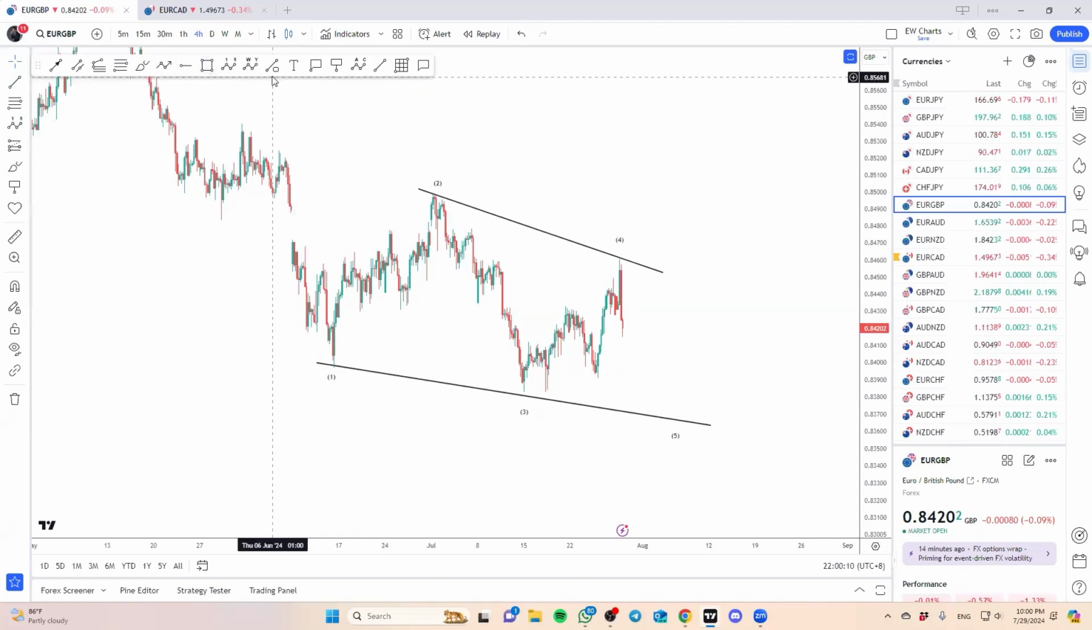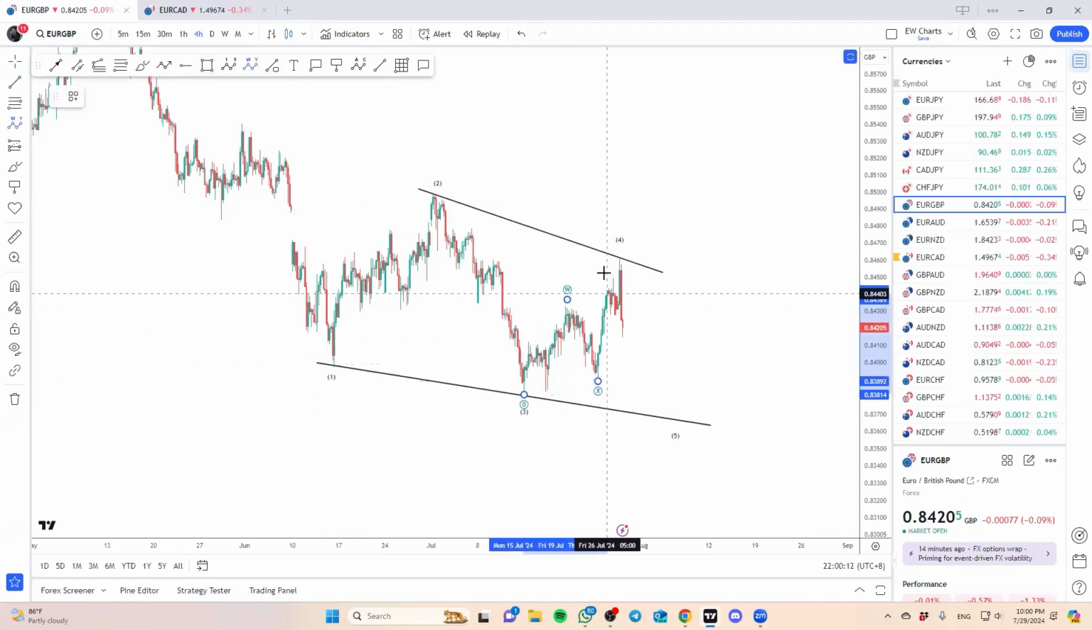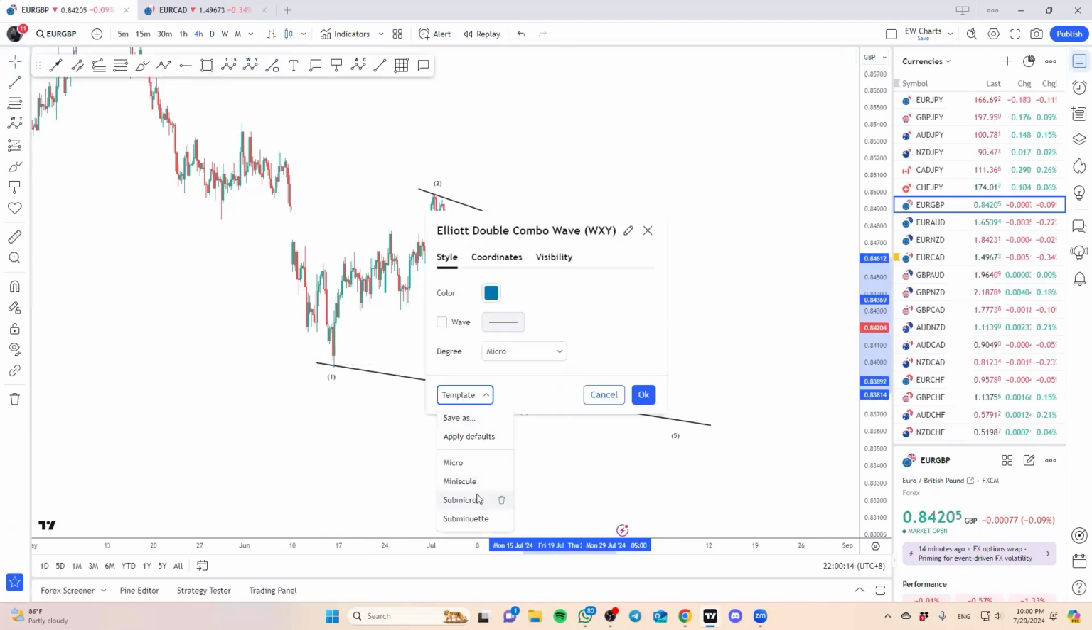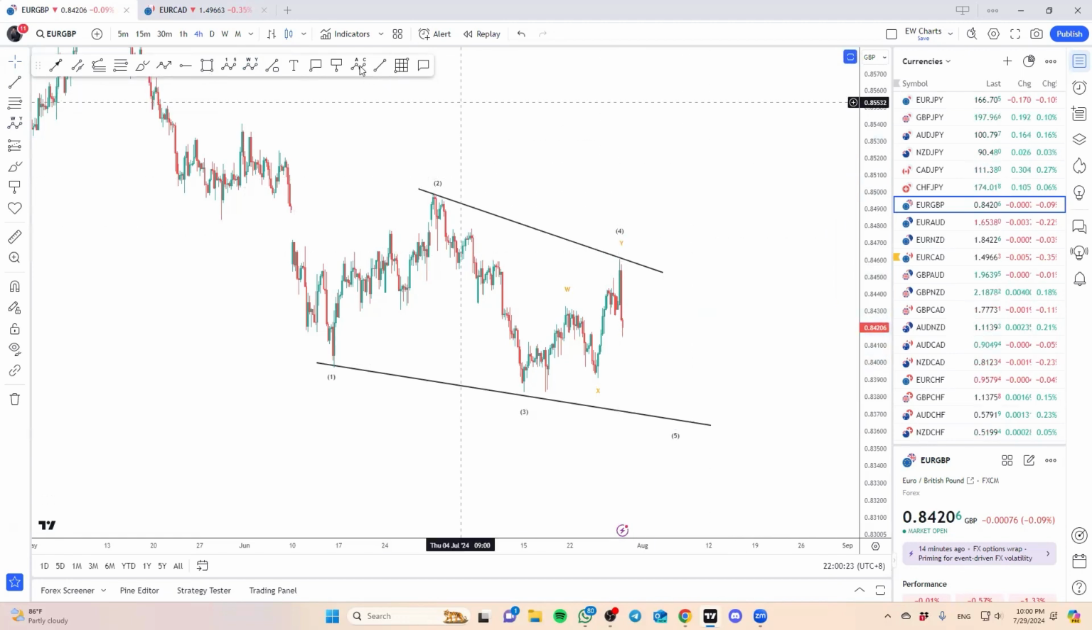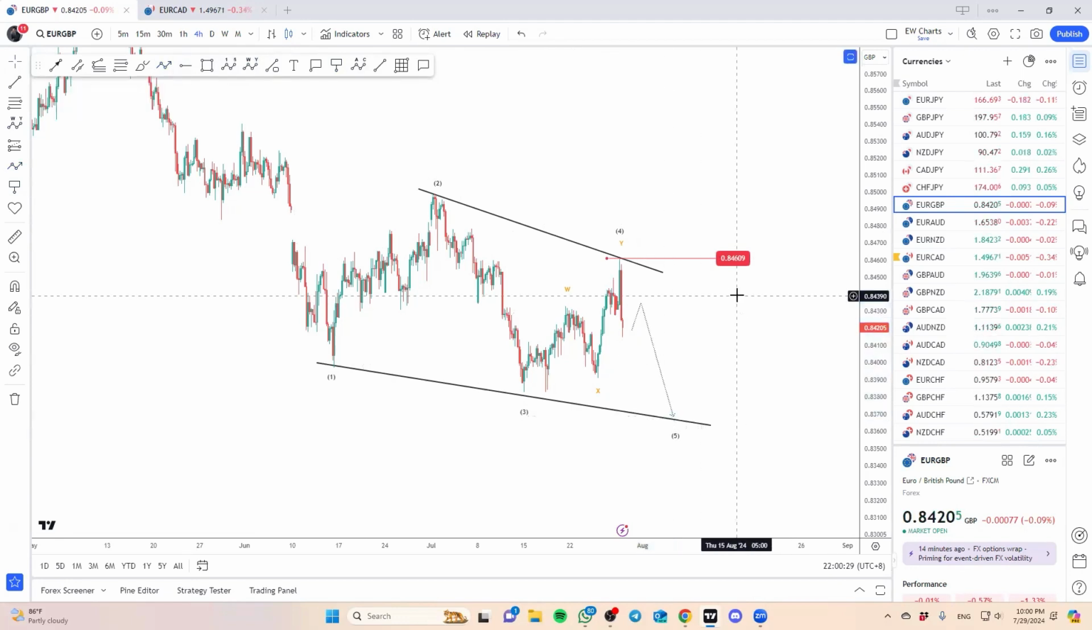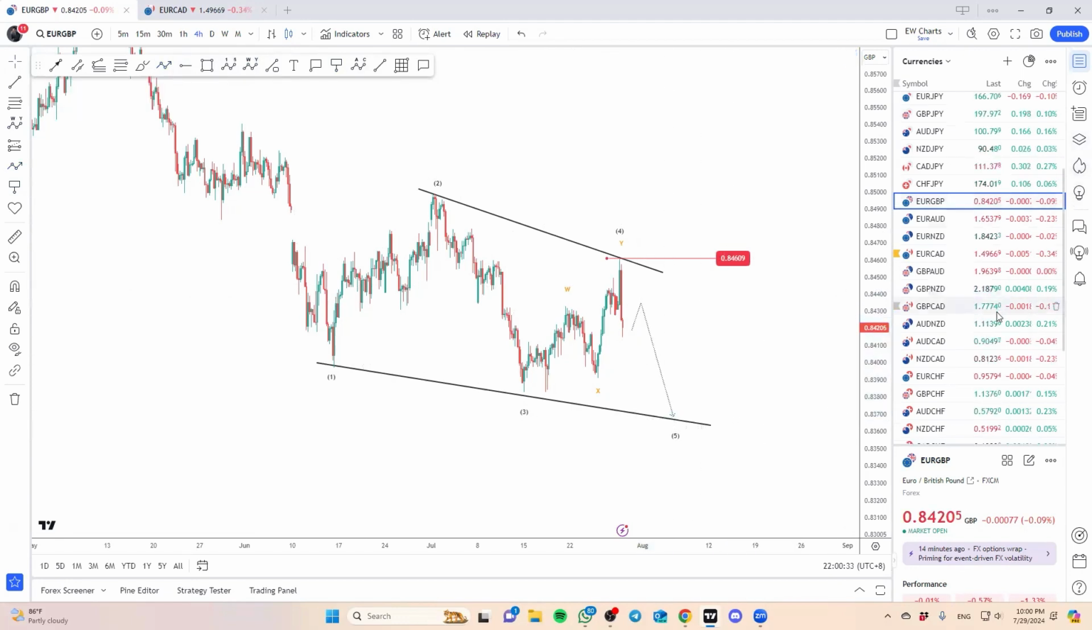Okay, and this would just be your internal pullback, right? Okay. So short term here, if price is gonna respect this high, there's a very good possibility we'll see a little bit more downside. Okay, so that's on Euro pound.